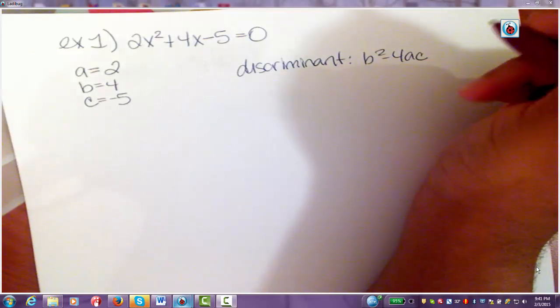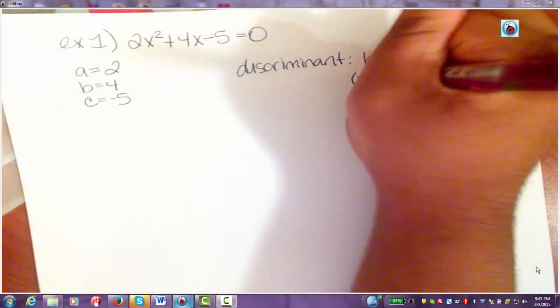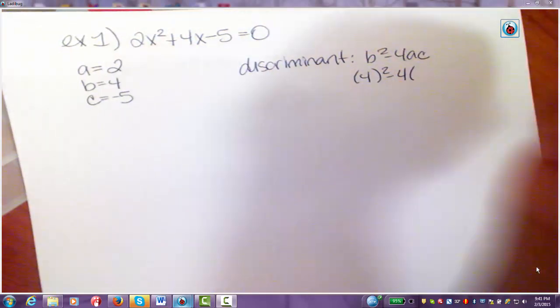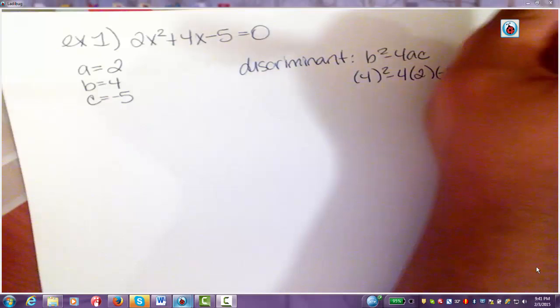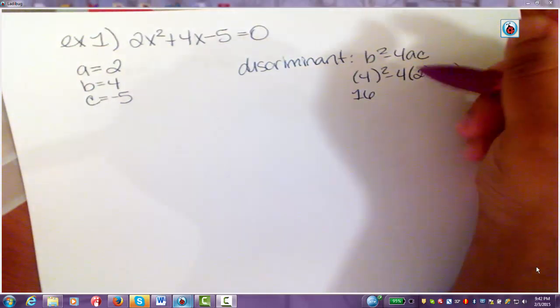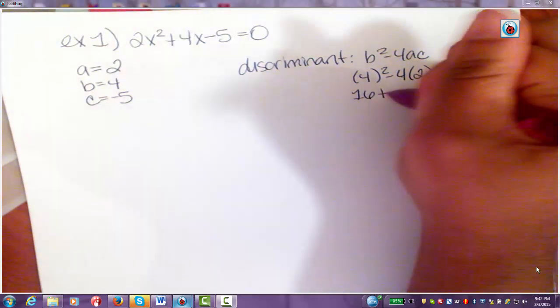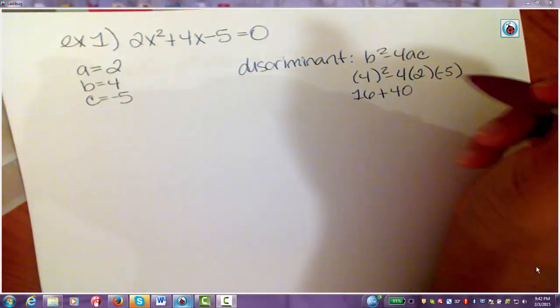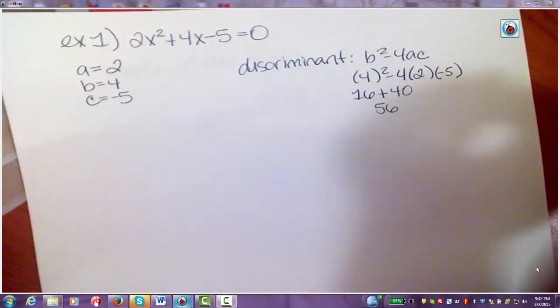Alright, so now let's substitute in our values. So b squared would be 4 squared minus 4. Our a is 2 and our c is negative 5. Now we just simplify. 4 squared is 16. Negative 4 times 2 is negative 8. Negative 8 times negative 5 is positive 40. So 16 plus 40 is 56. So our discriminant is 56.